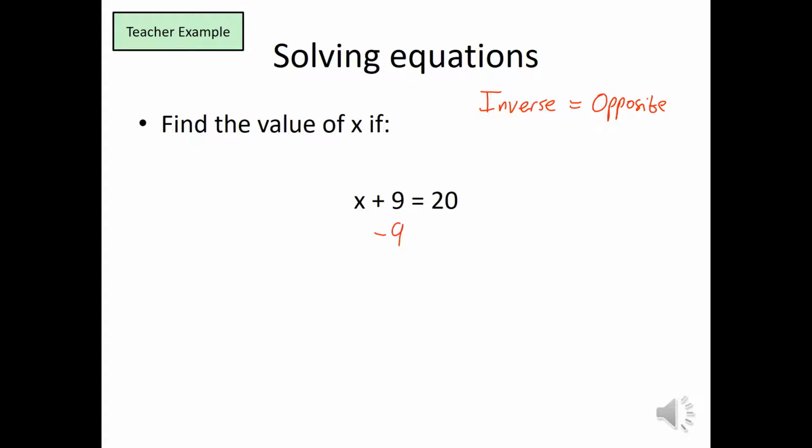But whatever we do to one side of an equation, we must do to the other because we have to balance this equation out. So positive 9 take away 9 gives me 0, so I'm just left with x. 20 take away 9 gives me 11. So our answer is x equals 11. We have solved it and we've got a solution for this equation. x equals 11.